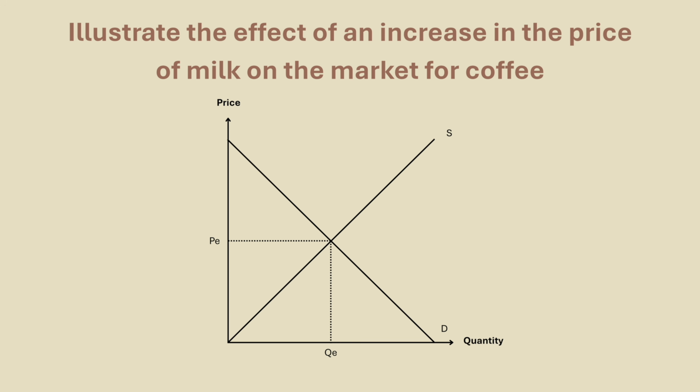Illustrate the effect of an increase in the price of milk on the market for coffee. Milk is something that cafes need to make their coffees. It's a raw material. When the price of milk increases, then it's more expensive for the cafe to make coffees, so the cost of production increases. So the supply decreases, shifting to the left.